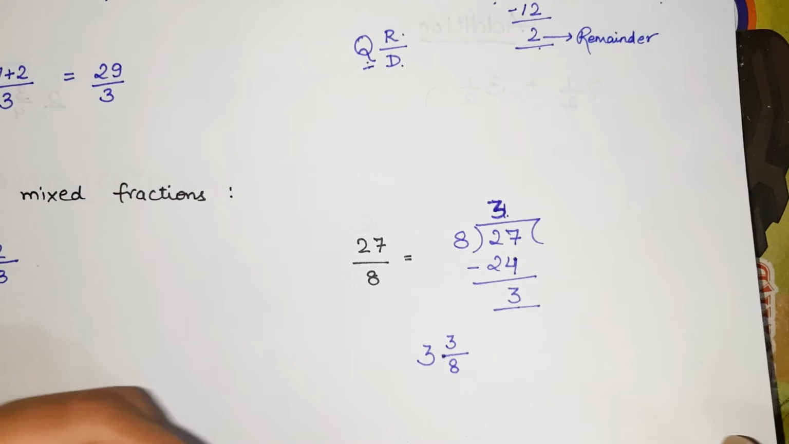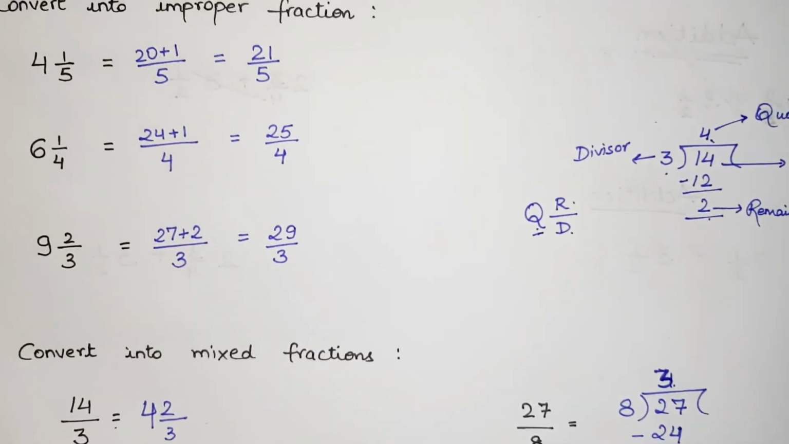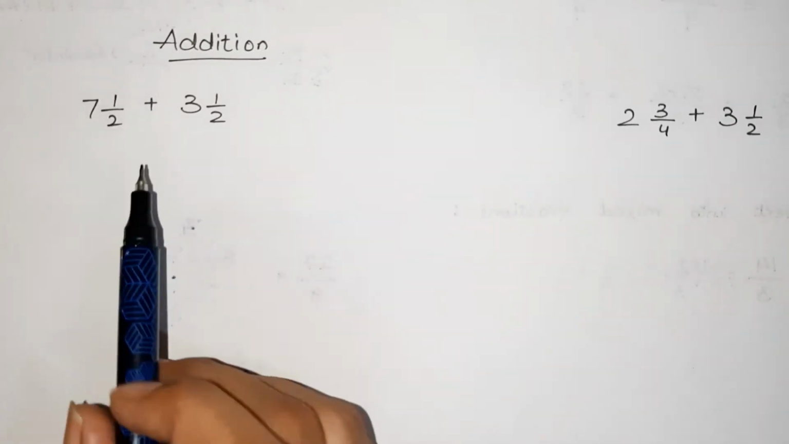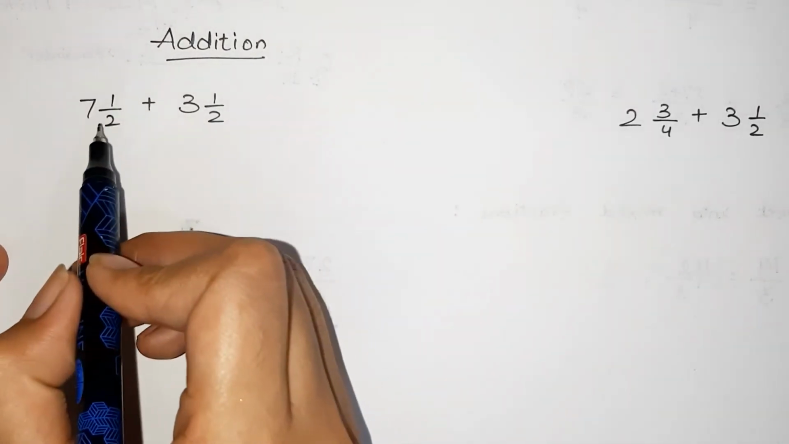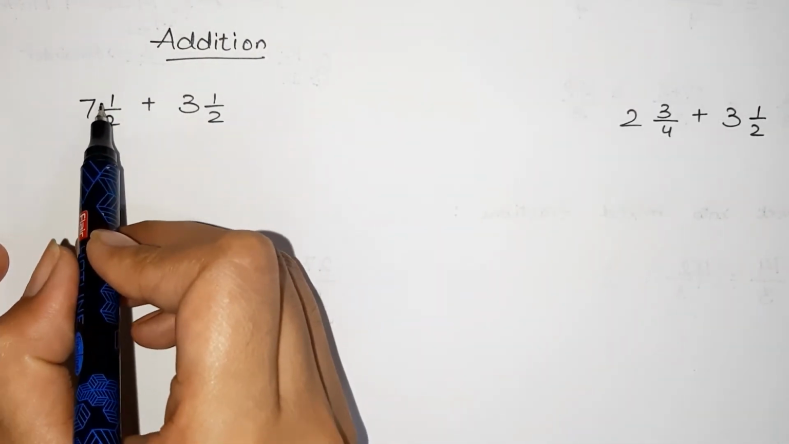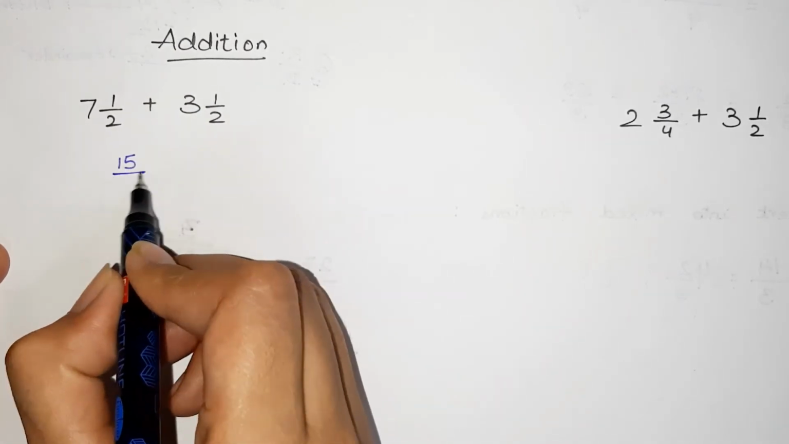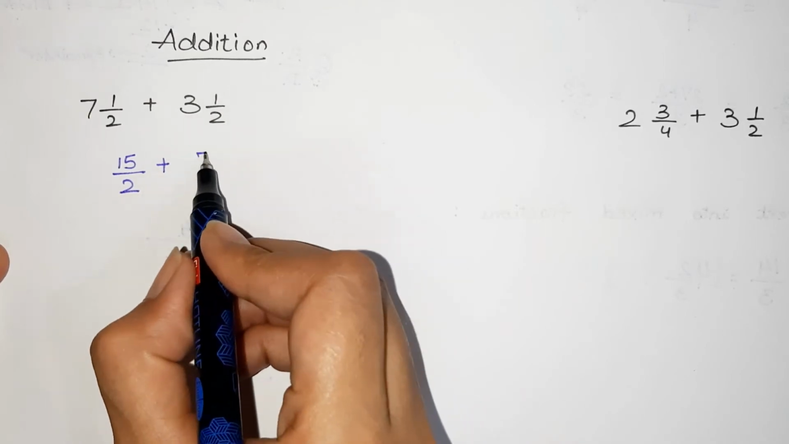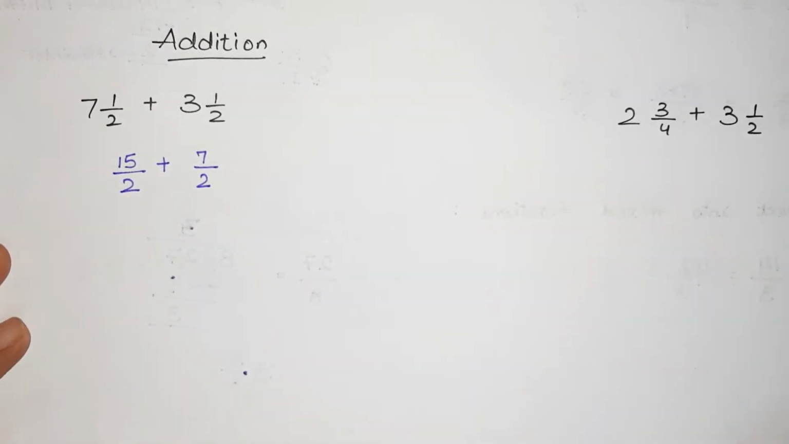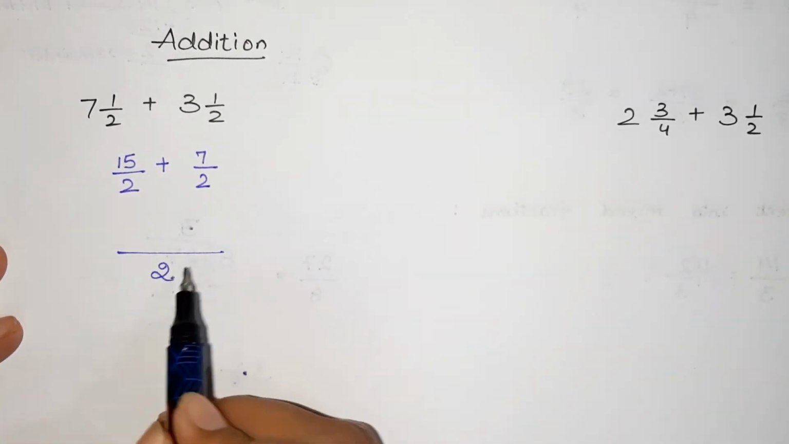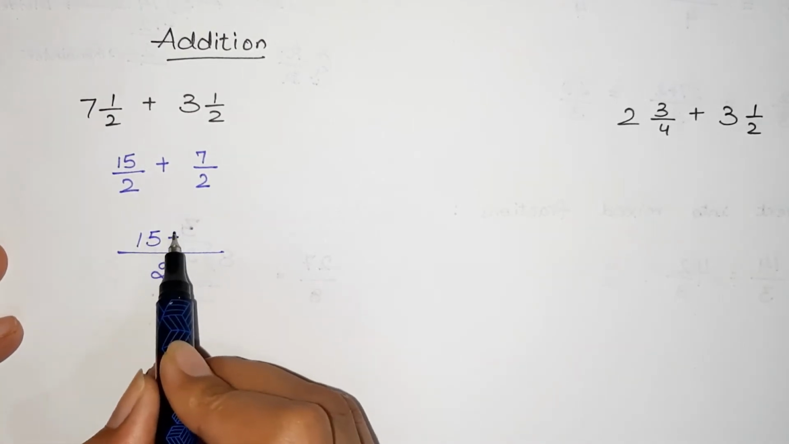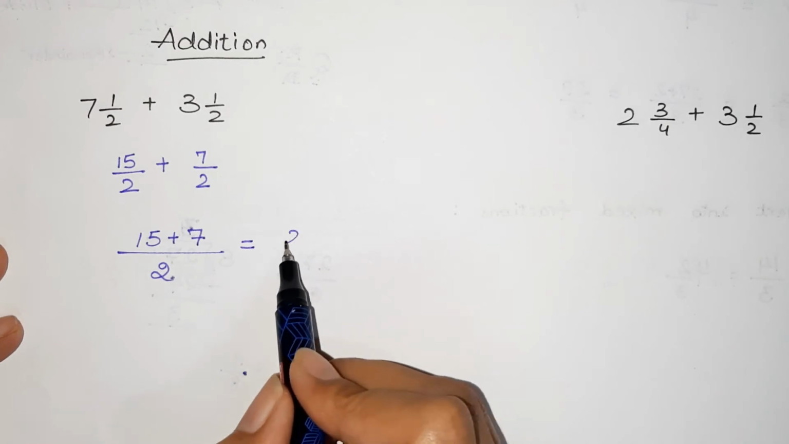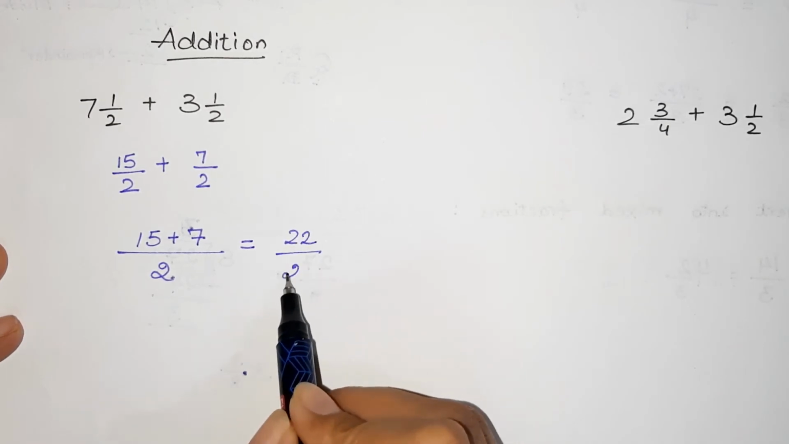Now we will do addition and subtraction of mixed fractions. First we have to open this. 7 2s are 14 plus 1, 15 by 2, plus 3 2s are 6 plus 7, 7 by 2, which you can add easily. The denominator remains the same, 15 plus 7. So our answer will be 22 by 2.